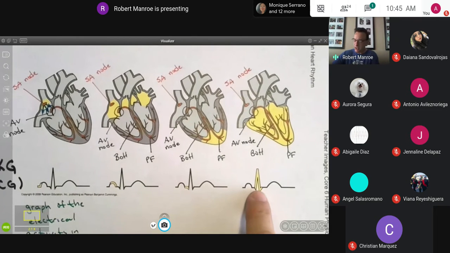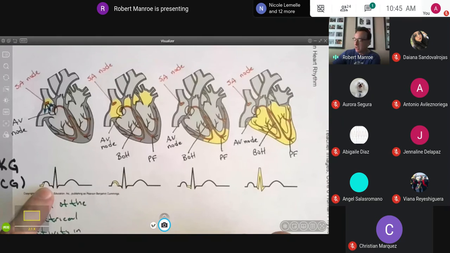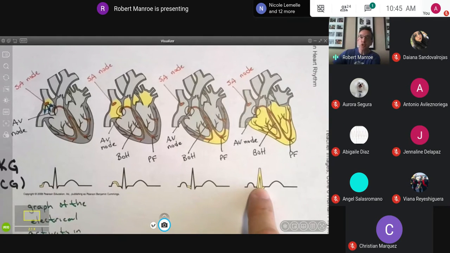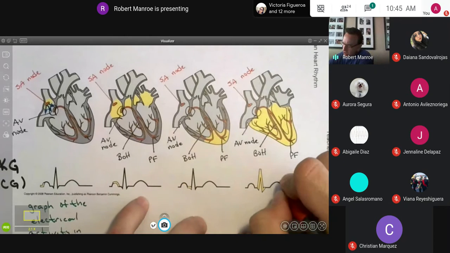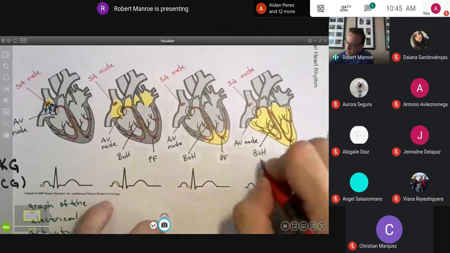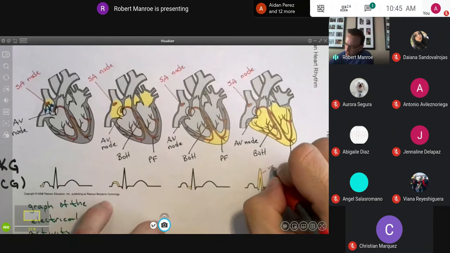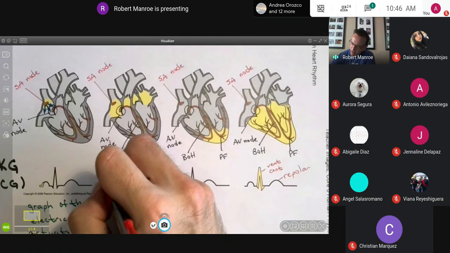So this first hump is the impulse out of the SA node, and this second hump is the contraction of the entire bottom half of the heart. This hump at the end is the repolarization of all of the nerves. So this is the ventricle contraction, and this hump here is atrial contraction.